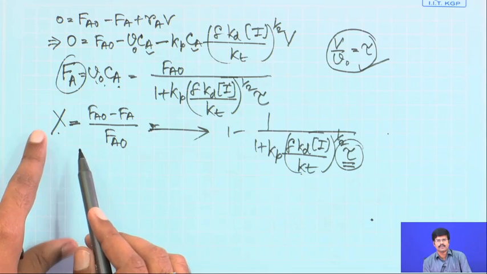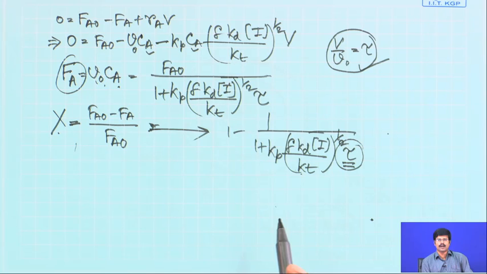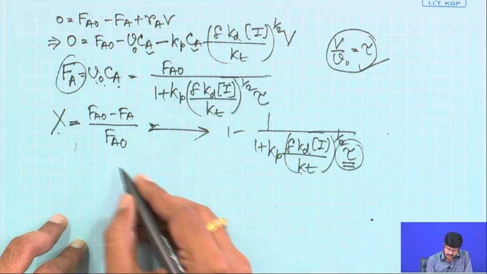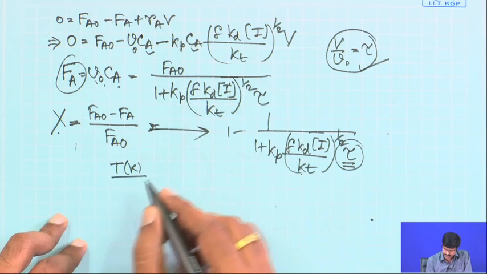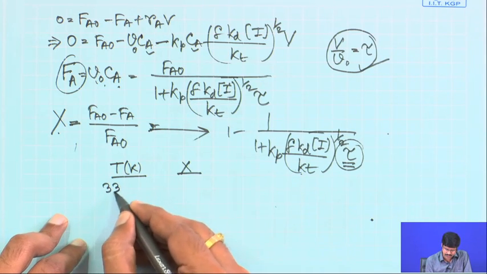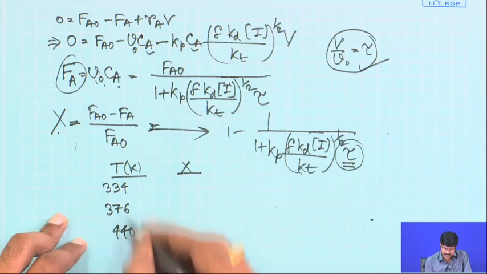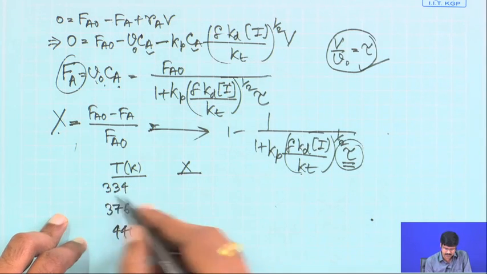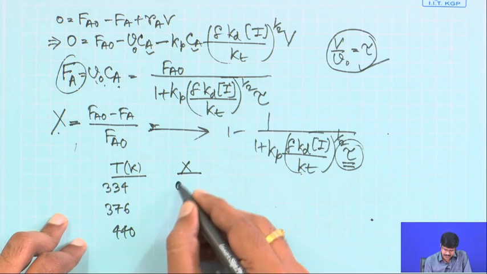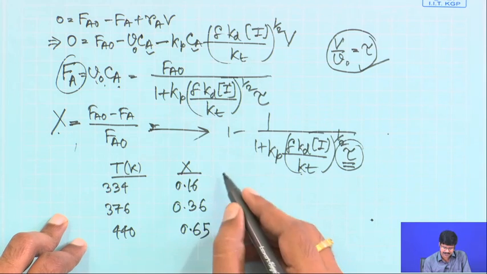So, you basically can have an expression of x in terms of T, and although I will not show you the graph that I have plotted, unlike the previous problem where I had shown you the graph, I will just write down the result for you. So, this is the result. Basically it has 3 solutions. So, you have 3 steady state operating conditions that you can choose from. So, 334, 376 and 440 Kelvin, these are the 3 temperatures, and at these 3 temperatures if you are operating, the corresponding conversions are 0.16, 16%, 0.36, 36%, 0.65, 65%.